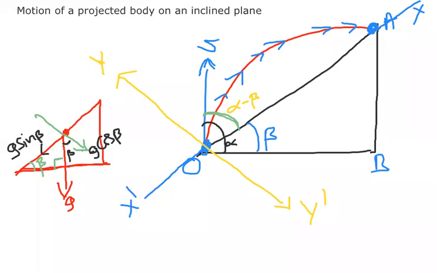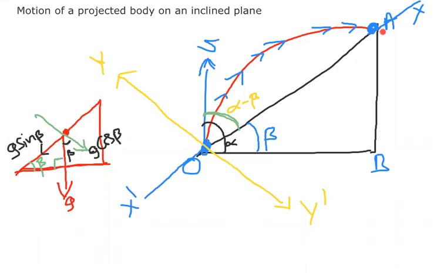This is about motion of a projected body on an inclined plane. So here the body is projected at a certain angle with the horizontal on an inclined plane. Now observe carefully what phenomenon is happening. This is the inclined plane, having inclination beta, and here the body is projected on the inclined plane.